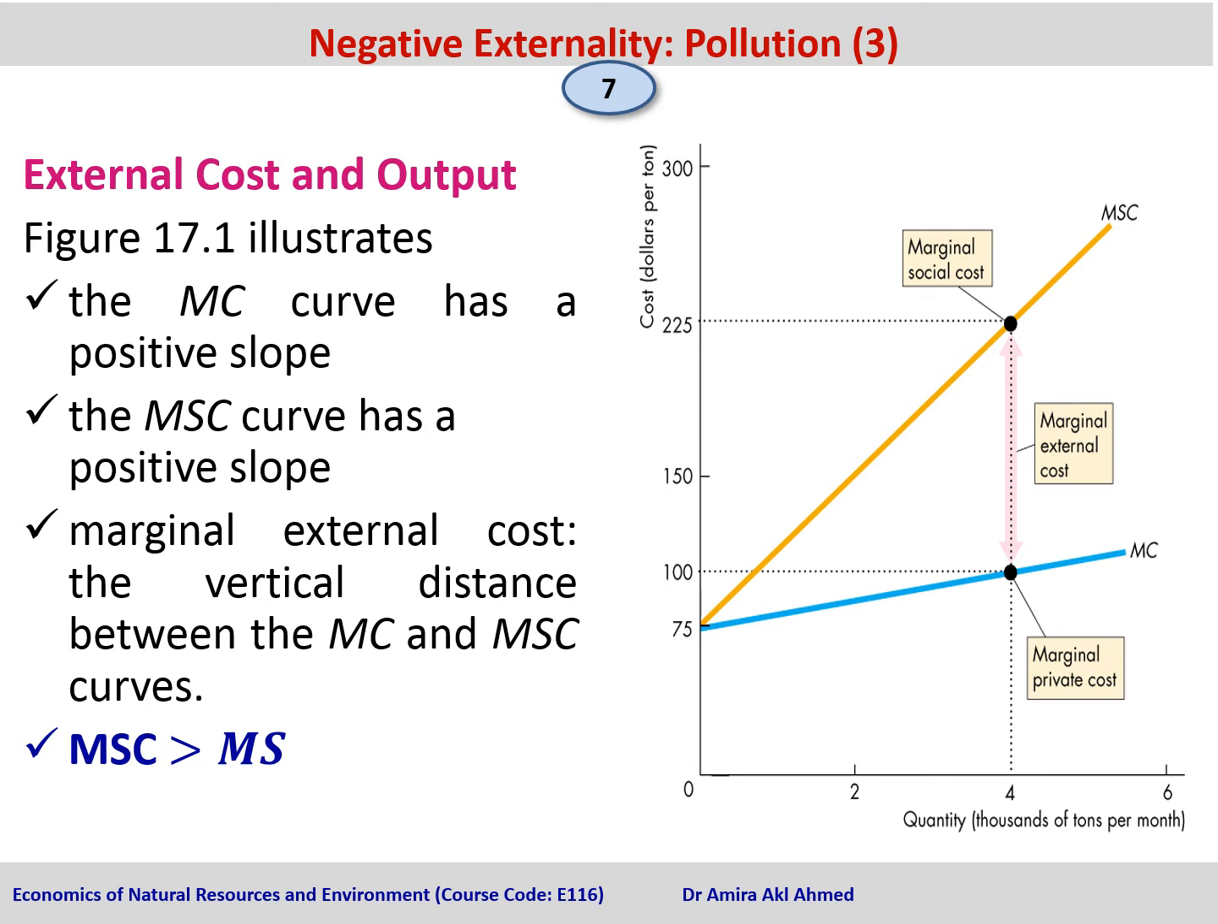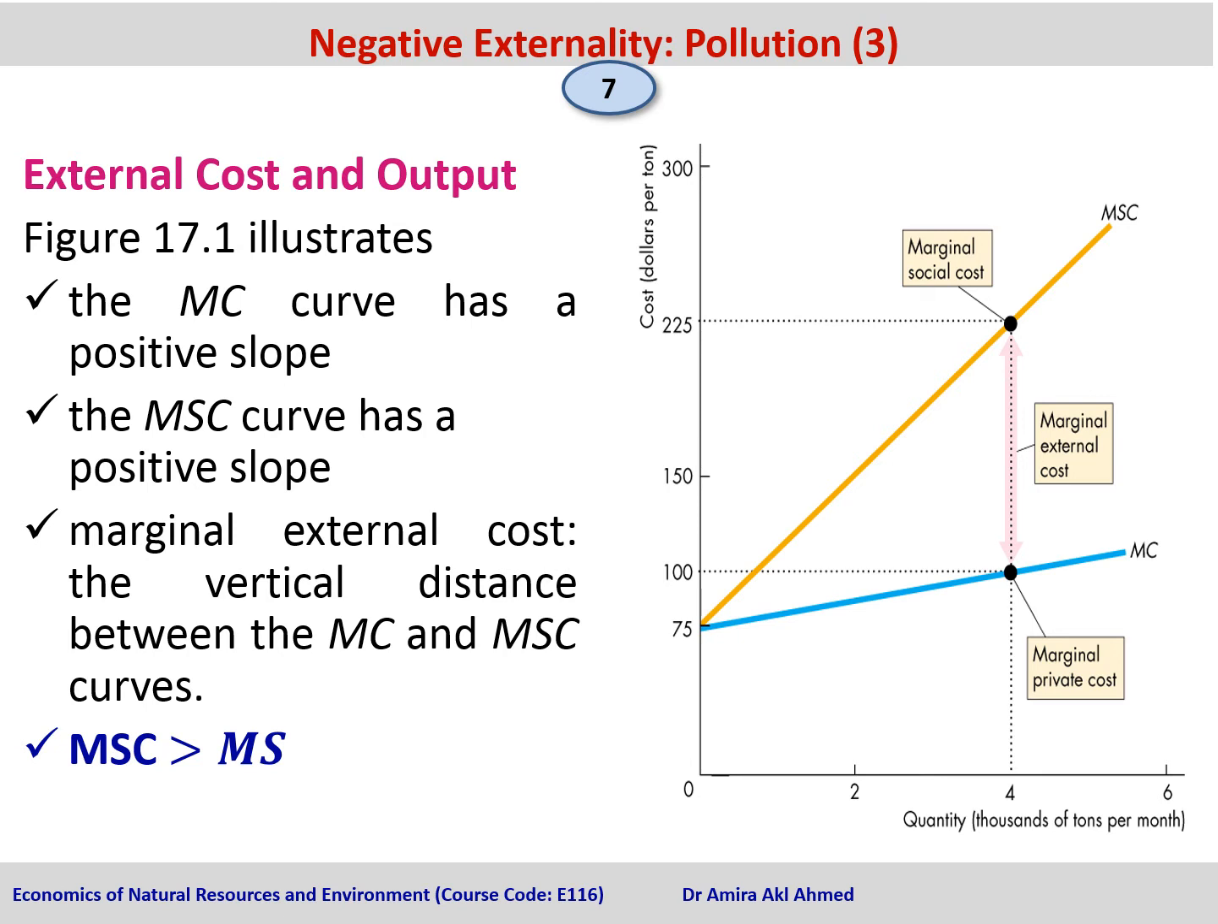Figure 17.1 illustrates an example of the relationship between output and cost in a chemical industry that pollutes the environment. MC is the marginal private cost curve. It increases as the quantity of chemical produced increases. Thus, it has a positive slope.